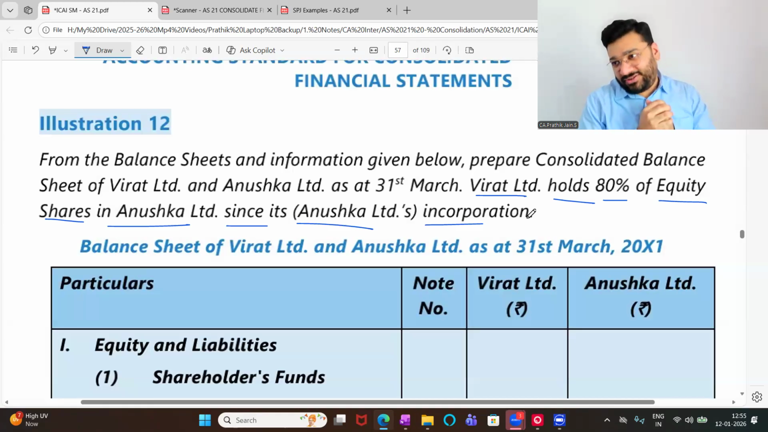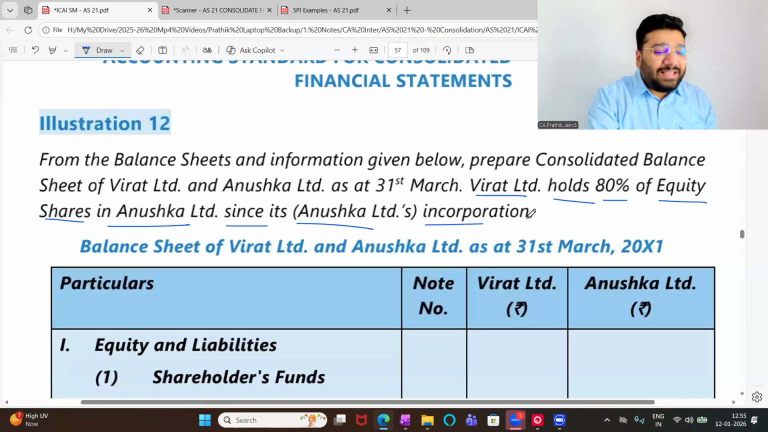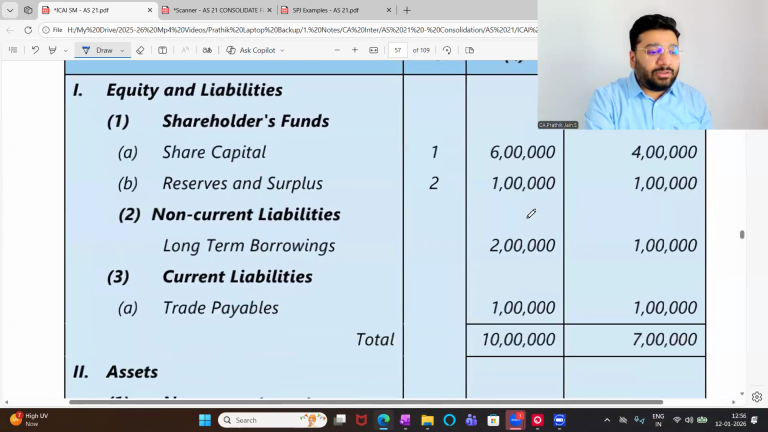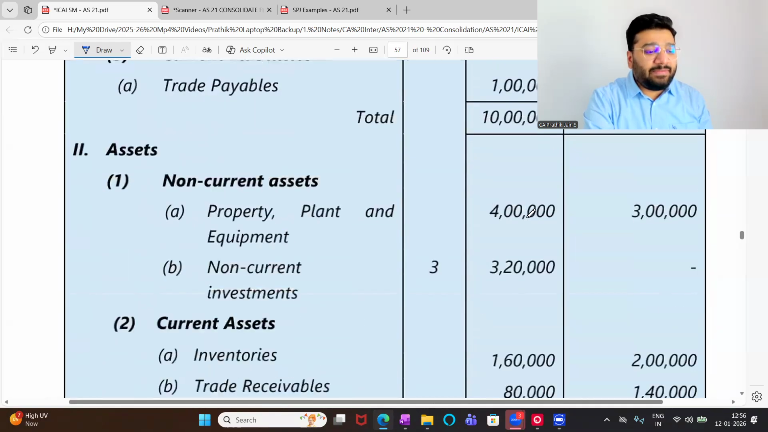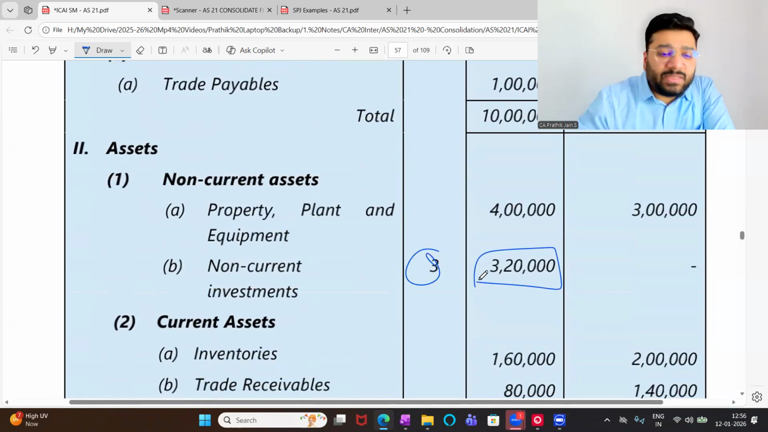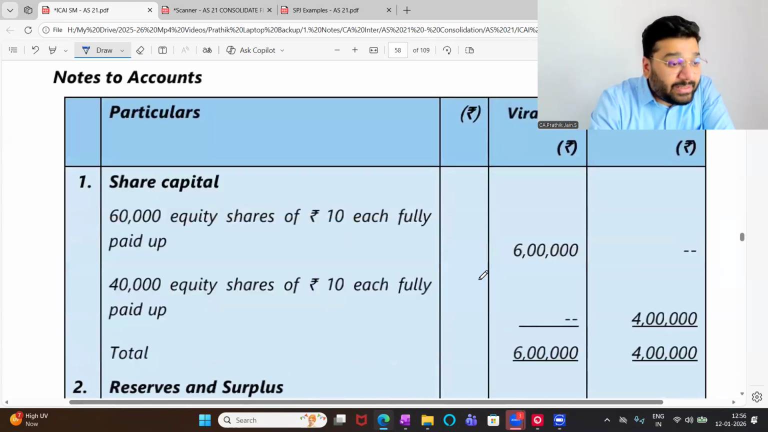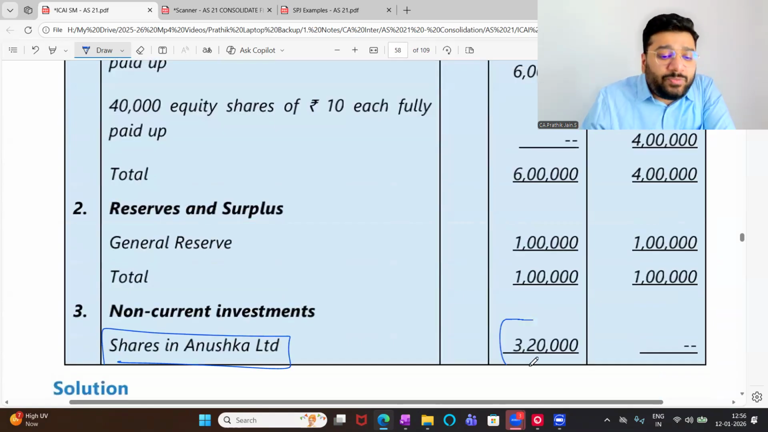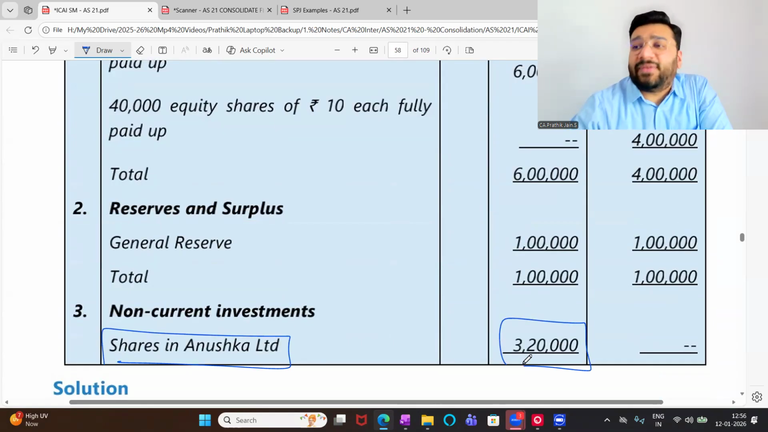Let's wait and watch. Very good, she got it. Others are still thinking. Wait, we'll discuss. The balance sheet is given. Share capital 6 lakh, 4 lakh, reserve and surplus is given, long-term borrowing, trade payable, PPE are given, and non-current investment, Note number 3, is 320. This is given for Virat. Let's see Note number 3. I'm excited to see that. Note number 3, shares in Anushka Limited, which means in this 320 we don't have any other investment.